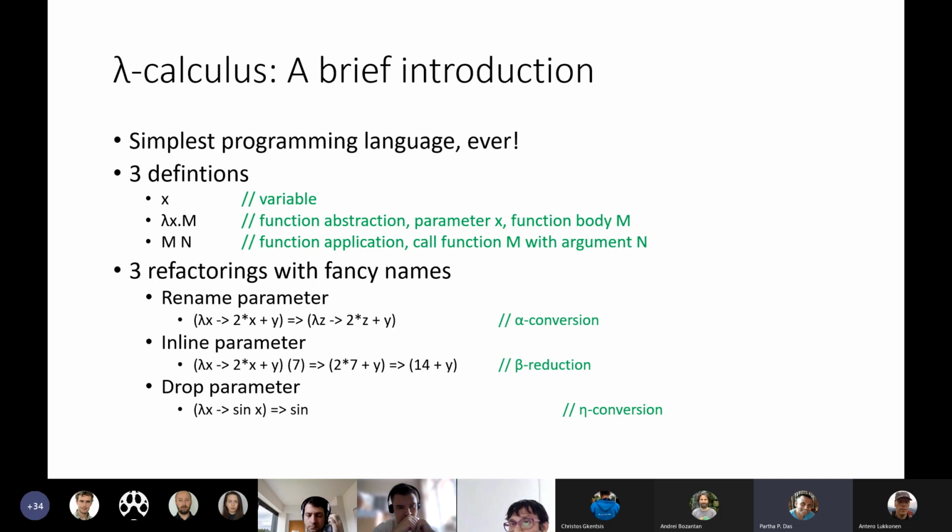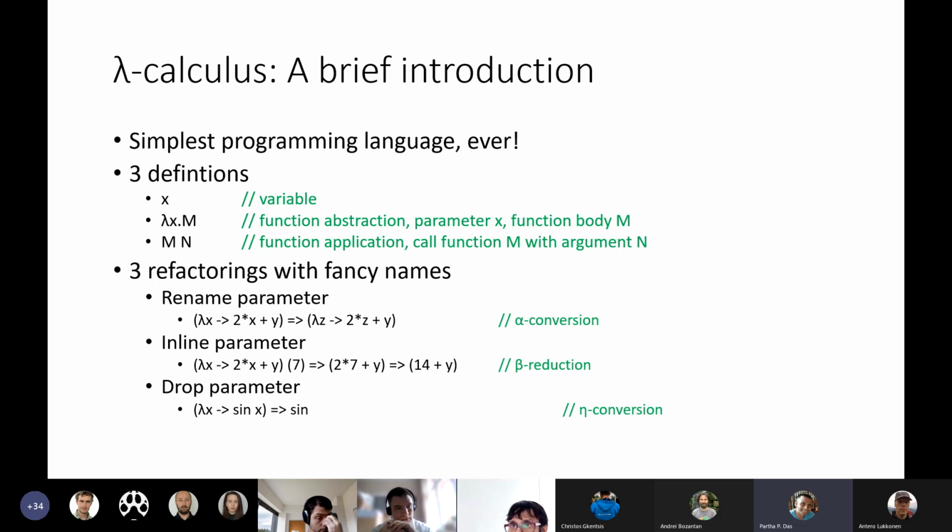And finally the drop parameter. So yeah, it's a fancy name. Now lambda x, sin x: sin is already a function with one parameter. So why just wrap it with a spurious function? Lambda x sin x is the same as sin. Both are taking in one parameter. That lambda x is a spurious part. So what you do is it sort of cancels the x on both sides and you're left with sin. So it just simplifies the notation. That's an eta conversion. So again, it's a conversion, not a reduction.